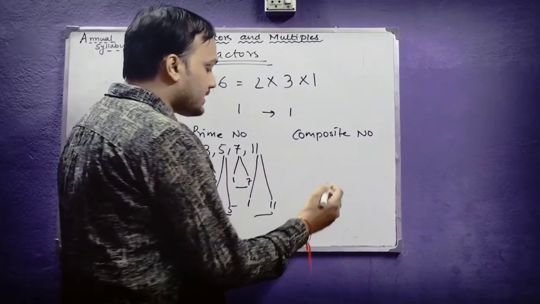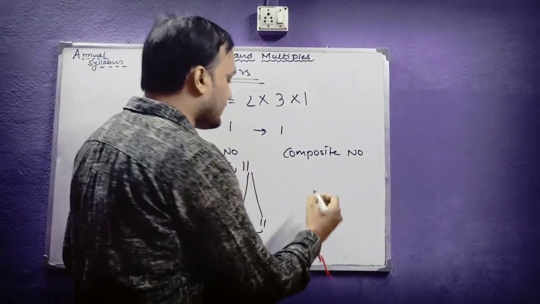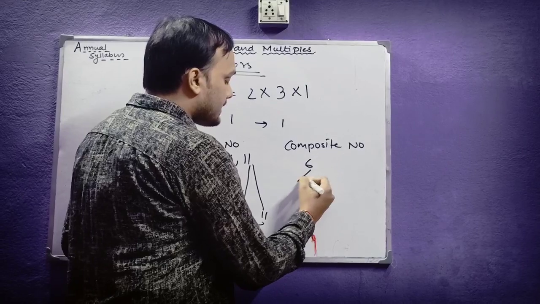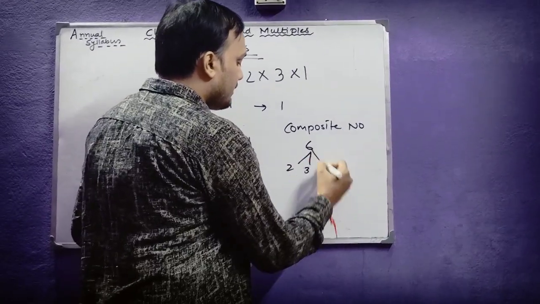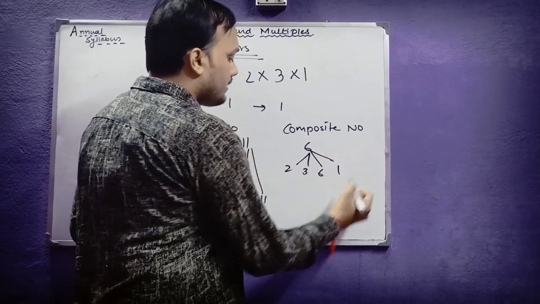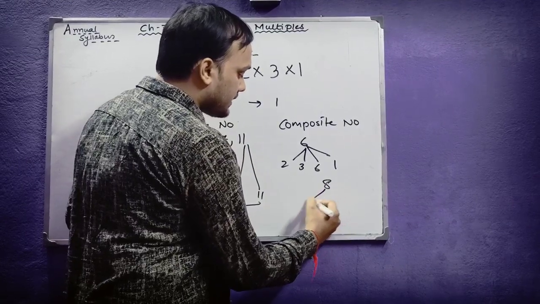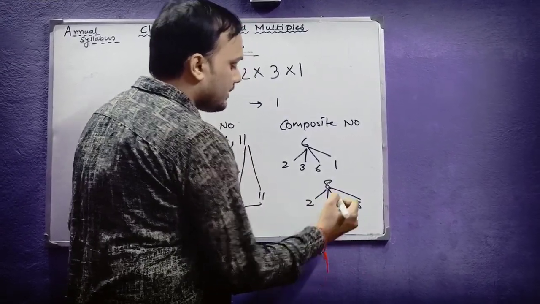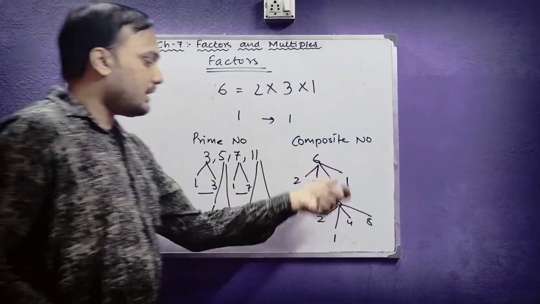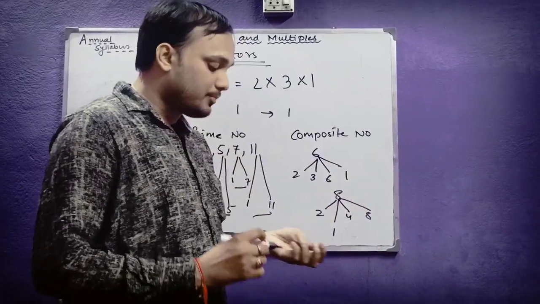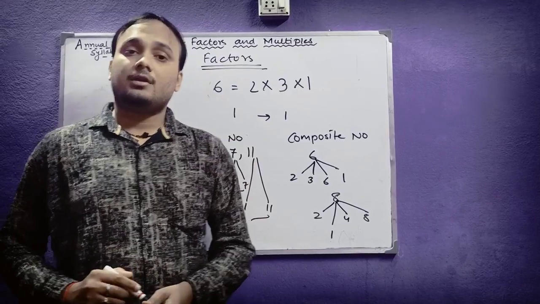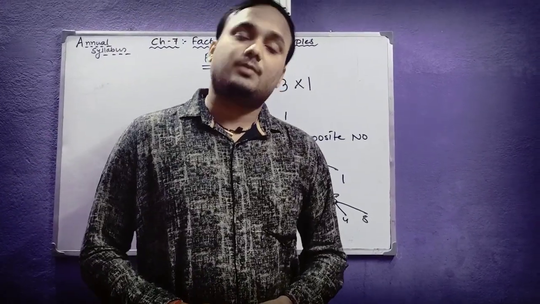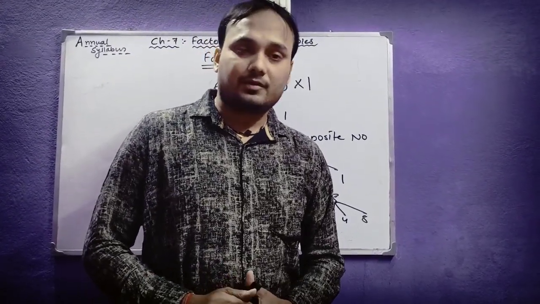What are the composite numbers which have more than two factors? It can be 6, which has factors 1, 2, 3, 6. It can be 8, which has factors 1, 2, 4, 8. So these are numbers which have more than two factors. These are the composite numbers. So we can define prime numbers and composite numbers with the help of the concept of factors.